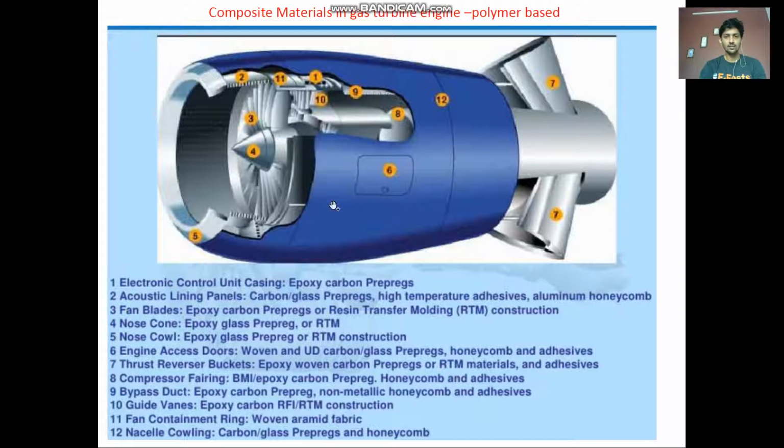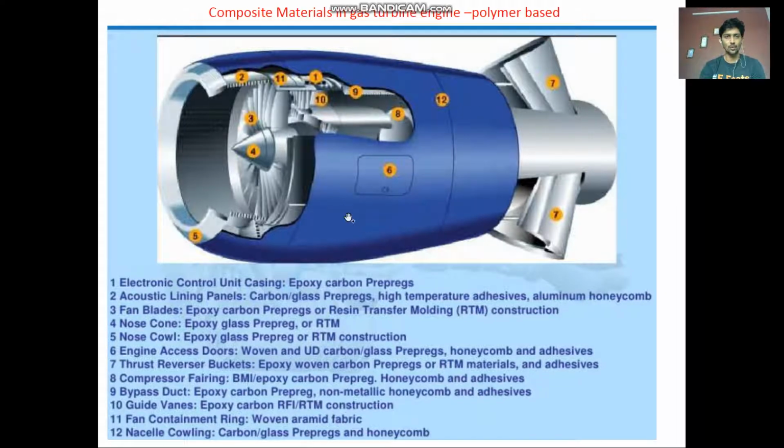Then the 12th part, the cowling part, is made up of carbon prepreg or glass prepreg with a honeycomb structure. So this is how composite materials are used in a gas turbine engine, and when you look at this engine, all these relatively low temperature components are only made up of these composites.